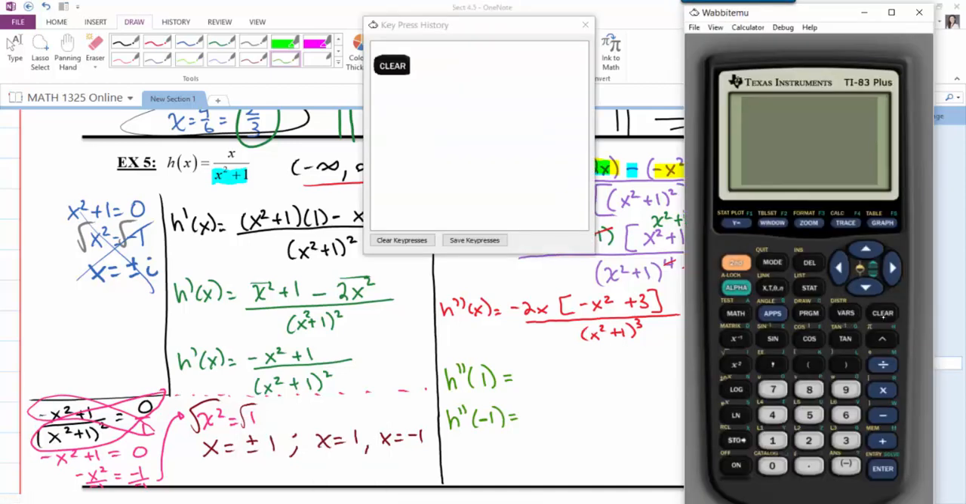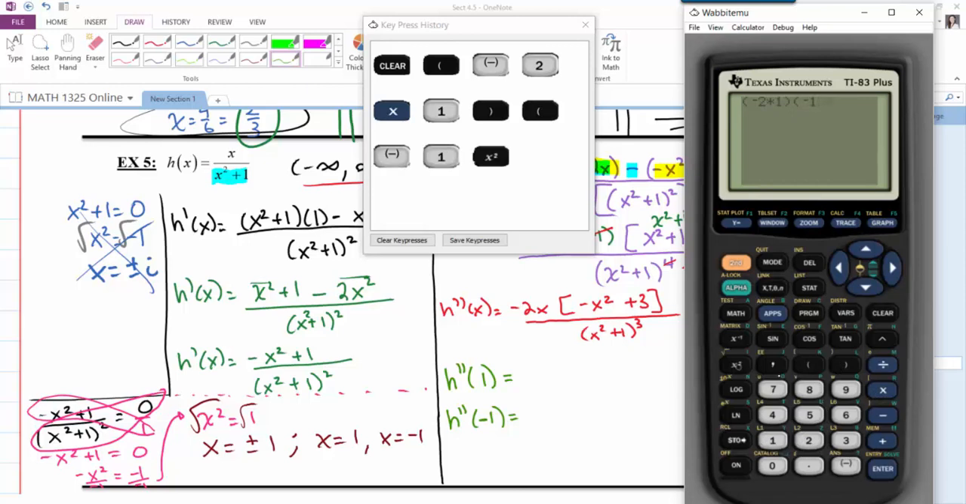So plugging in a 1, again into the second derivative, it's going to be parentheses, negative 2 times 1 times negative 1 squared plus 3. And I needed parentheses around that whole entire numerator, so I'm going to go ahead and just insert that. So negative 2 times 1 times negative 1 squared plus 3. And then all of that gets divided by 1 squared plus 1, and that's to the third power. And I end up with negative 1/2.